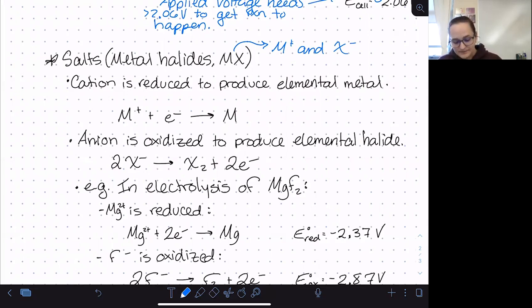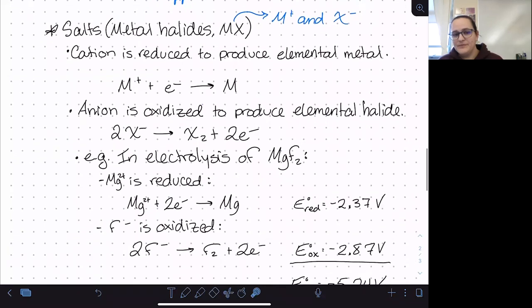So our cation is always going to be reduced. Since it has a positive charge, to get to 0 oxidation state, it needs to gain electrons. So our cation is going to be reduced. It's going to gain electrons to get to 0 charge. Our anion has a negative charge, so in order to get to 0, it needs to lose electrons. So our anion is always going to be oxidized. In the case of a halogen specifically, they're all diatomic. So your reaction is going to look exactly like this, just with X substituted for whatever your halogen happens to be.